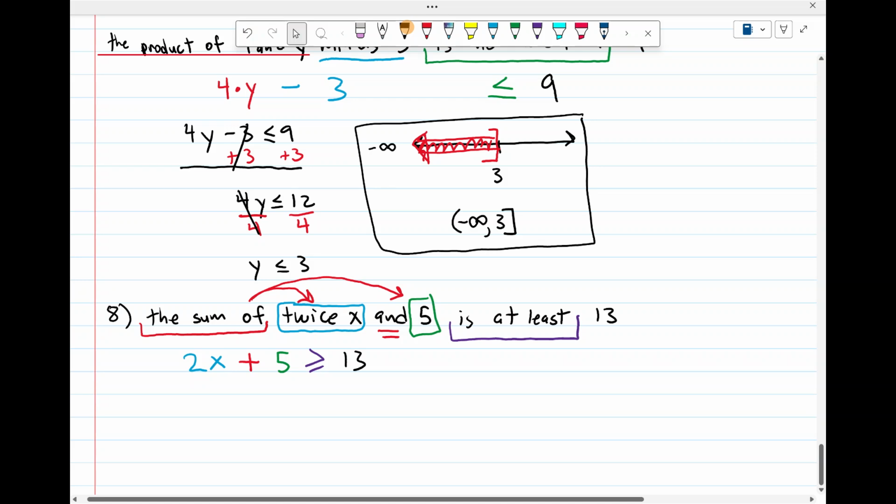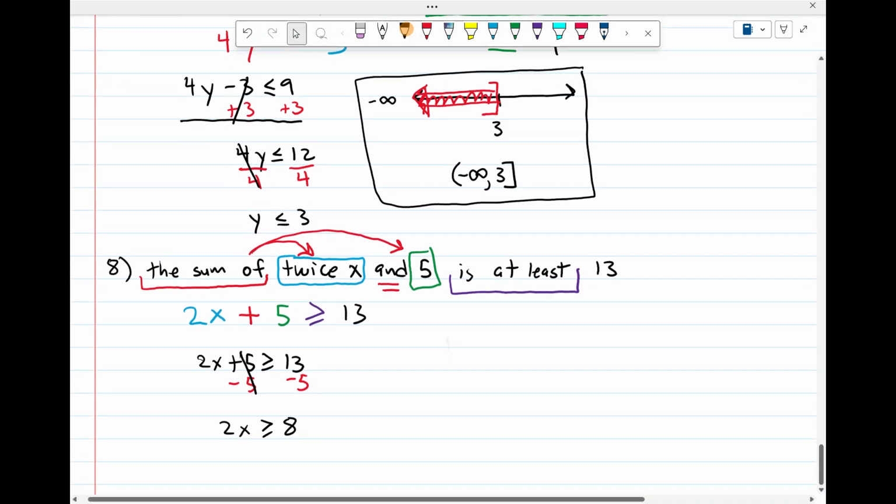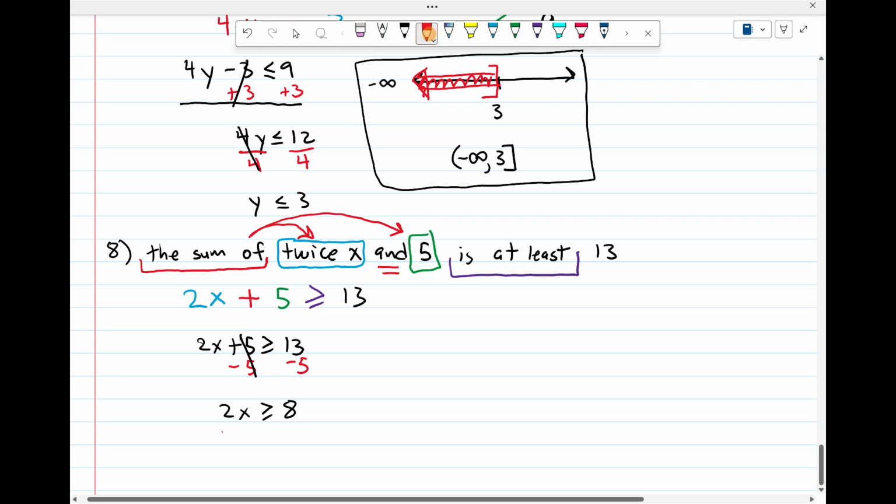All right, now again, I'm just going to consolidate this inequality and let's solve. So I'm going to subtract 5 from both sides here. The 5's cancel out. I'm left with 2x is greater than or equal to 8. I'm going to divide by 2. The 2's cancel out, and I'm left with x is greater than or equal to 8 divided by 2, which is 4.